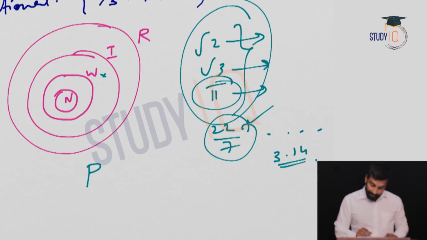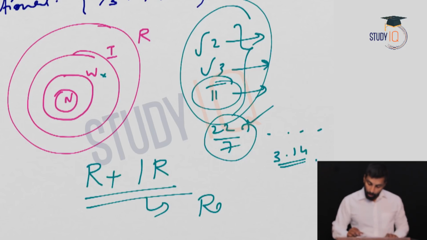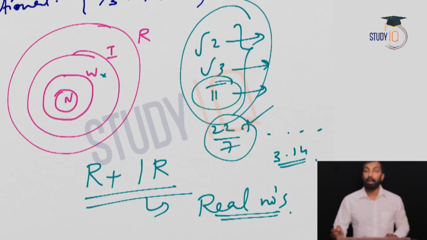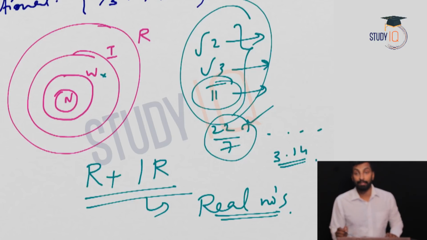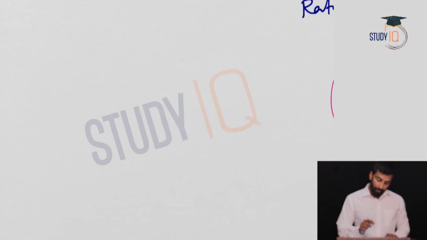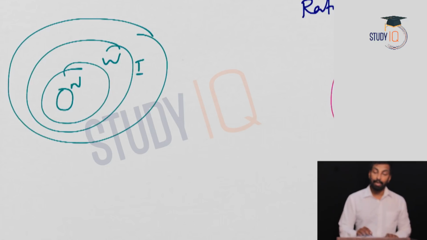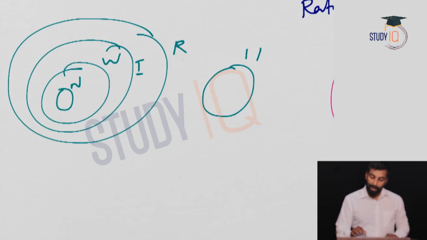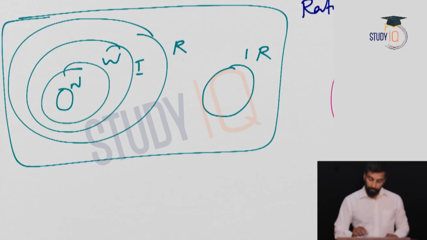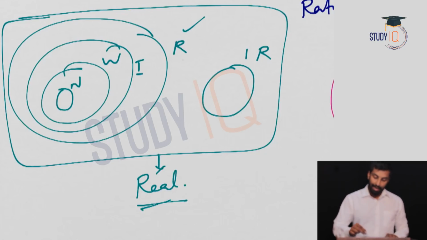And rational numbers plus irrational numbers together we call real numbers. So real numbers means rational numbers plus irrational numbers. So what we have discussed is basically like this. All natural numbers are whole numbers. All whole numbers are integers. All integers are rational numbers. The numbers other than rational numbers are irrationals. All these together we call real numbers. So real numbers comprise rational and irrational numbers.